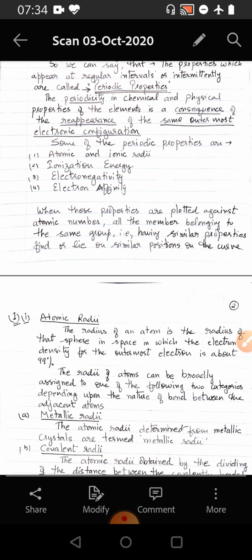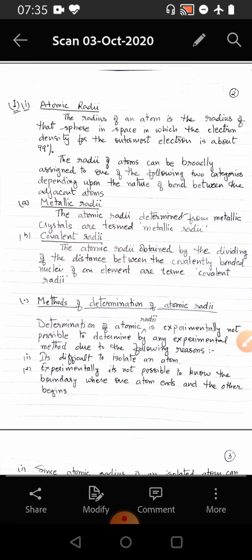The periodicity in chemical and physical properties of the elements is a consequence of the reappearance of the same outermost electronic configuration. Some of the periodic properties are atomic and ionic radii, ionization energy, electronegativity, and electron affinity. When these properties are plotted against atomic numbers, all the members belonging to the same group, that is, having similar properties, lie on similar positions on the curve. In this video, we are going to study atomic radii.